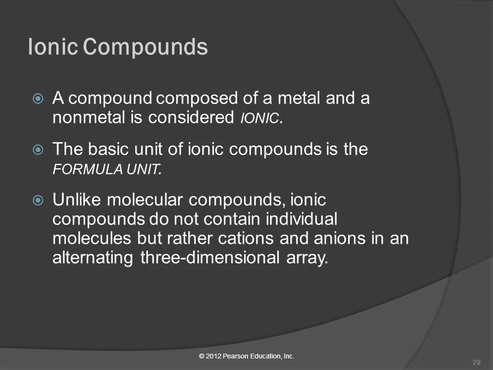So when we have a metal and a nonmetal, that compound is going to be ionic. It's going to have ions. And the basic unit is the formula unit, not a molecule. So I kind of already said this. So they don't have individual molecules, but it's just this three-dimensional array. And since each piece is going to be a different size, there is no point in talking about the actual number of sodium ions and chloride ions in a particular piece of salt. So we're just looking at the ratio of sodium to chloride.